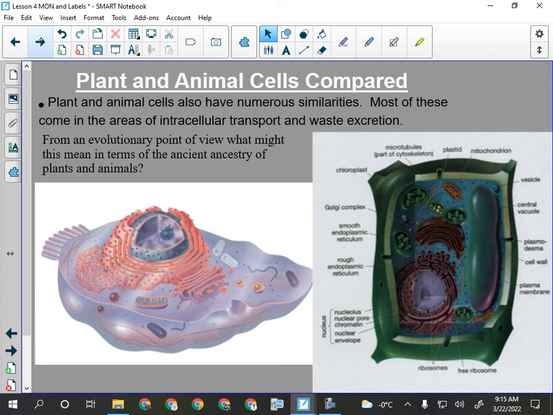They both have smooth endoplasmic reticulum. That's the pink stuff that's kind of all knotted up. Also right here in the plant cell. They both have a Golgi apparatus. That's this thing right here. There's one in the plant cell there. There's mitochondria. That's this sausage-shaped thing. It's got those in the plant cell as well.